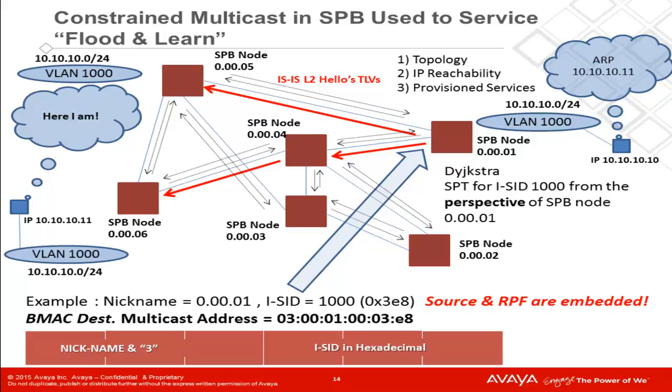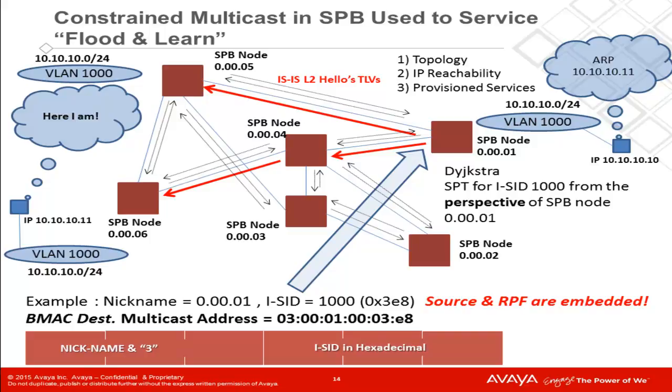SPB works on the basis of shortest path distribution trees, so the sense of an RPF can be resolved simply by resolving the source. SPB also eliminates this requirement by the use of the nickname discussed earlier. What constrained multicast does is it creates a multicast destination BMAC based on the values of the nickname and the resident ISID in which the flooding event is required.